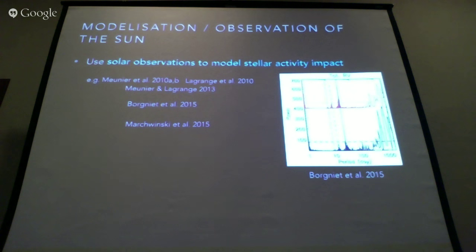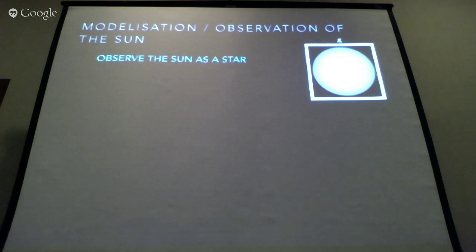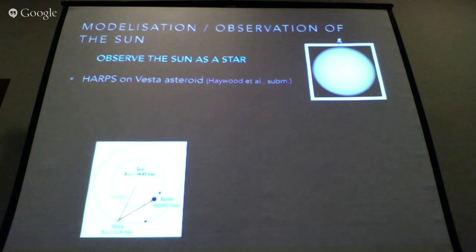So we look at the time series. Or you can also use the solar data to study the correlation between the different diagnostics. Here it was the case for the H-alpha and Calcium index. And so, observing the sun as a star. There are data sets on HARPS, observing the sun reflected on the Vesta asteroid. So I think there is a paper that is going to come out. We also had some time to observe the sun reflected on the moon. So yeah, that's what we are going to see.